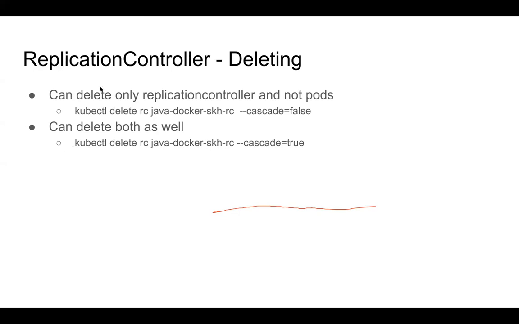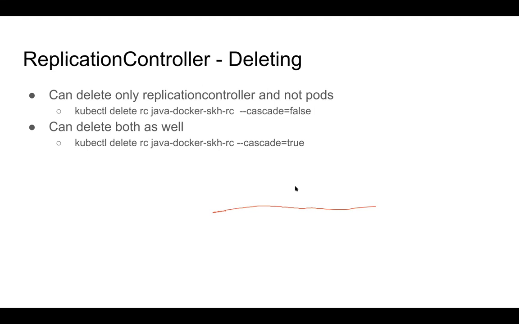So this we already discussed. When you're deleting, you can delete only the replication controller and not the pods using this feature, cascade equal to false, or you can delete both as well. Either you manually give cascade equal to true, or you just don't give this, then by default deleting the replication controller will delete the pods as well. And that's what we saw when you deleted the replication controller, pods associated with that were gone.